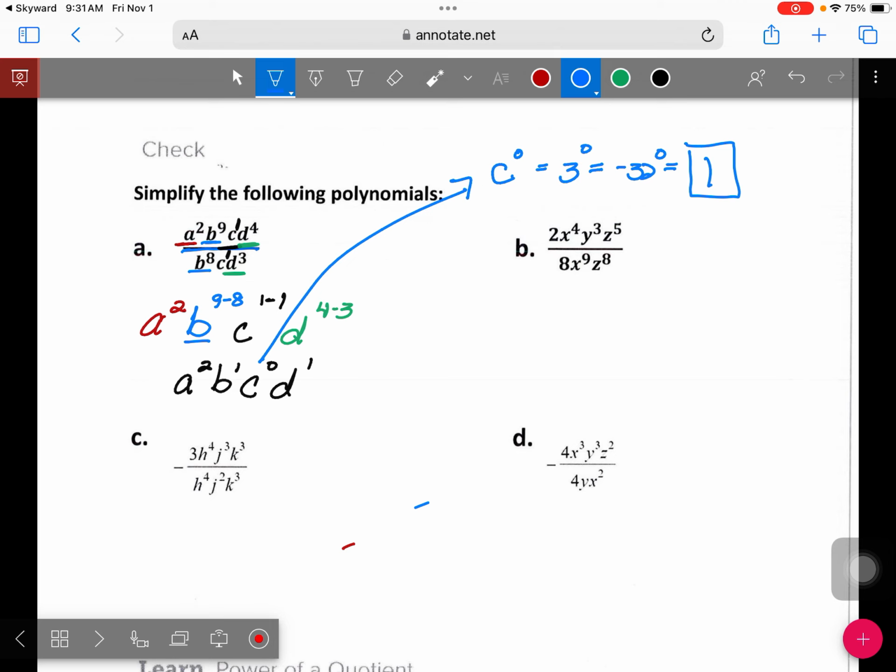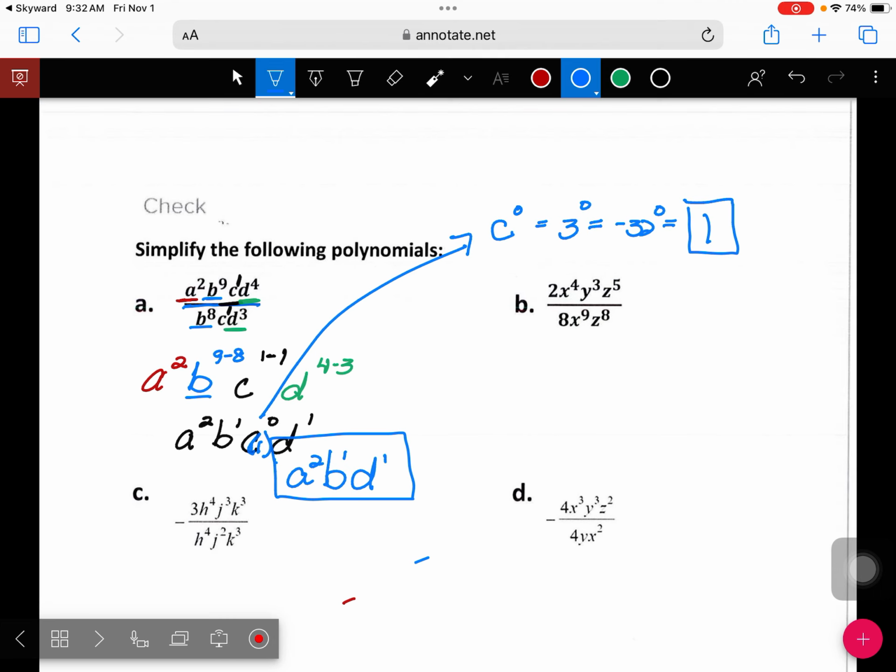So this really is going to become a 1, and so my final answer is A squared B times D. And you could keep the 1s on the B and the D, but you don't need them. Final answer. Okay? Anything to the 0 power is 1. You need to remember that.